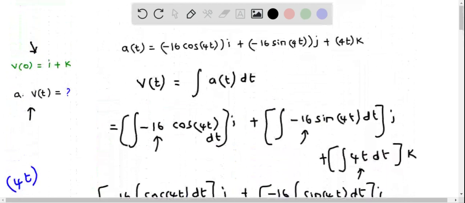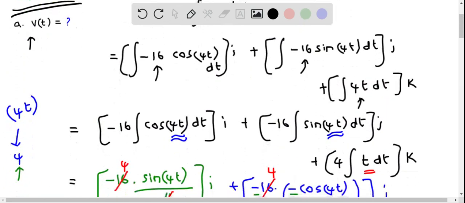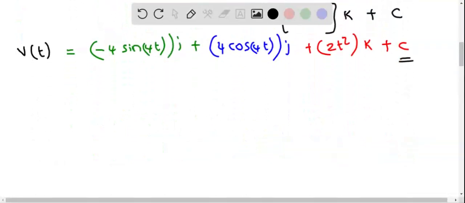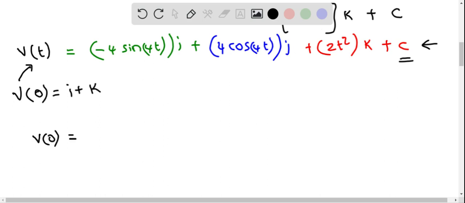For that, we utilize this initial condition, that is v of 0 equals i plus k. So let me copy the initial condition, v of 0 equals i plus k. v of 0 is basically replacing t by 0. So I'm going to do that in this equation. That is v of 0, and we put t equals 0.